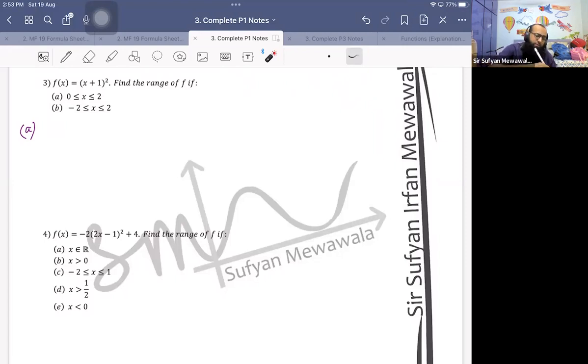Yes, it is a minimum point. Very good. Surely it is a minimum point. And the coordinates are -1, 0. Perfect. Because over here nothing is being added, so it's 0. And x plus 1 equals 0, which is x = -1, right?